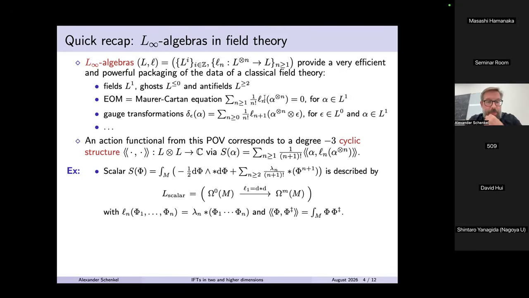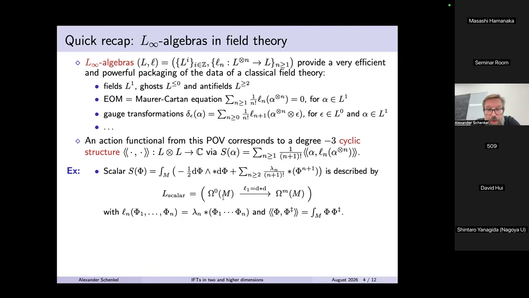Okay, to give some easy examples. The simplest example of a field theory is always a scalar field. For a scalar field, you would usually write down an action like that, which I write in terms of the de Rham differential and the Hodge operator. So we have a kinetic term and some interaction term. Lambda n is the coupling constant for the phi to the power n plus 1 term. It's a bit of a strange convention, but it becomes clear in a moment why. So if you want to encode this scalar field theory with a general potential in terms of an L-infinity algebra, it looks like that. The underlying graded vector space has in degree 1 the zero forms.